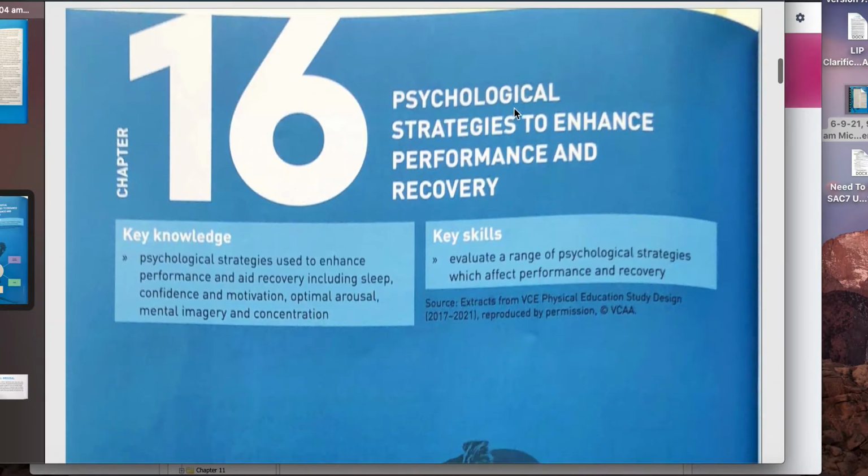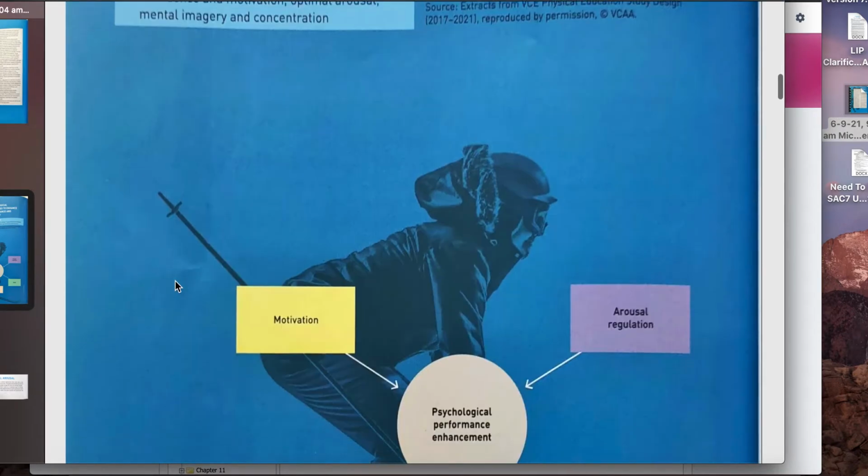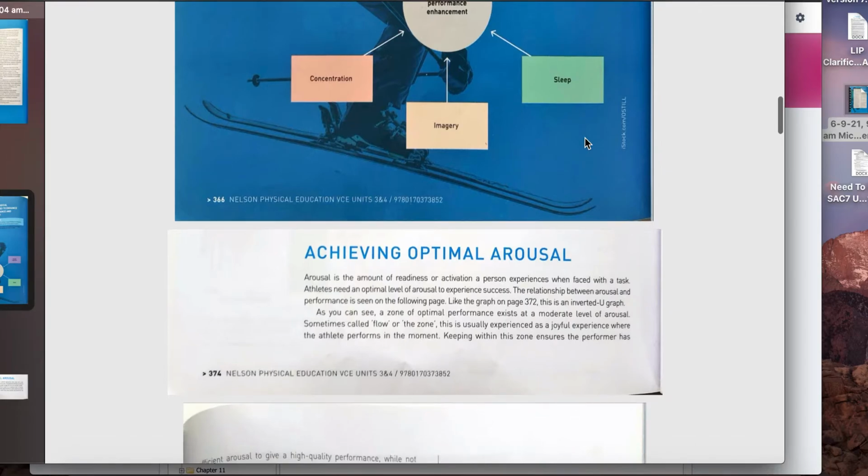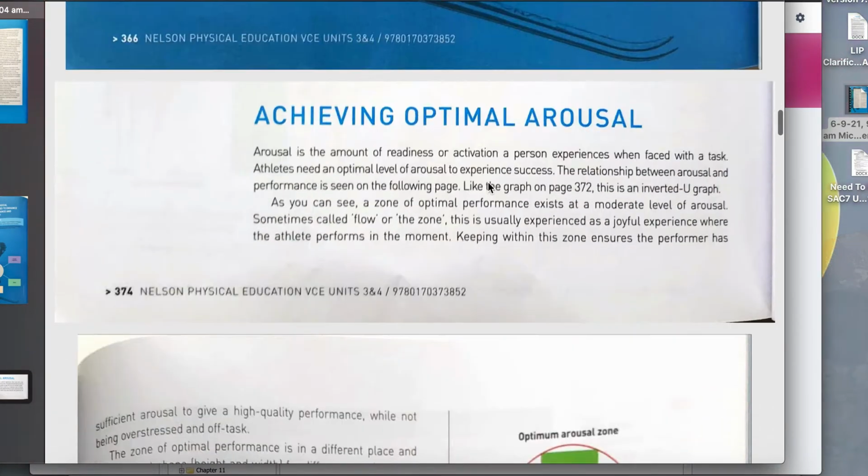Moving on, chapter 16 is all about psychological strategies that enhance performance. This includes sleep, confidence, motivation, arousal, mental imagery, and concentration. And it can help aid recovery as well as enhance performance. So if you look at that in diagrammatic form, each of those things I just listed, today I'm just going to cover arousal regulation. We will cover the rest before the exam, but today I'm just focusing on arousal as a psychological strategy.